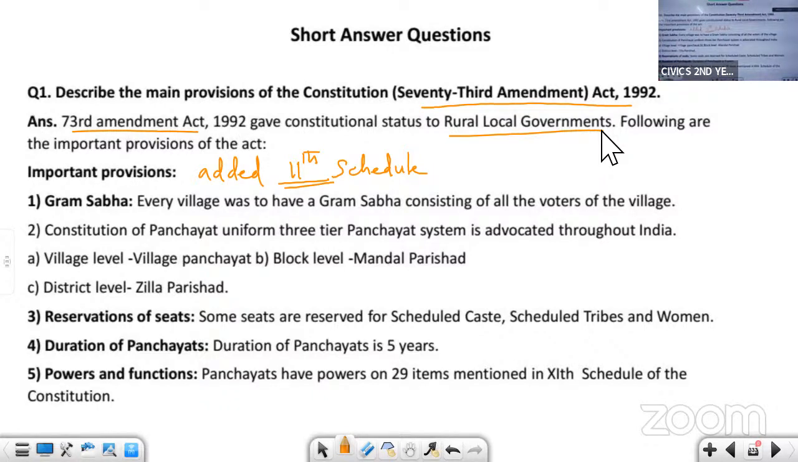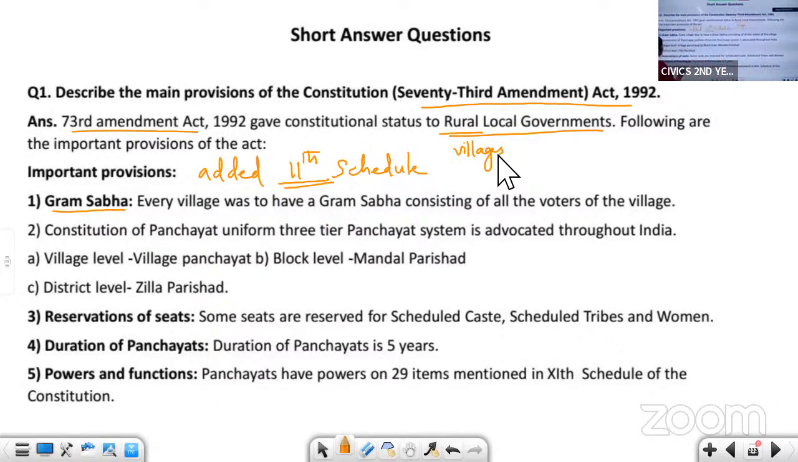Okay, then let us see what are the important provisions. What are the important provisions? First is Gram Sabha. See, when we say rural, it is related to villages.